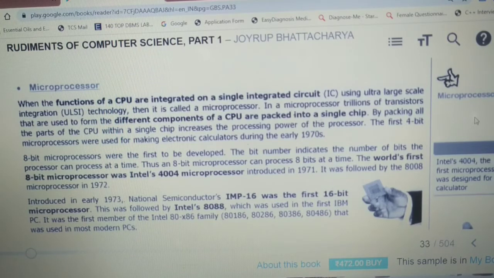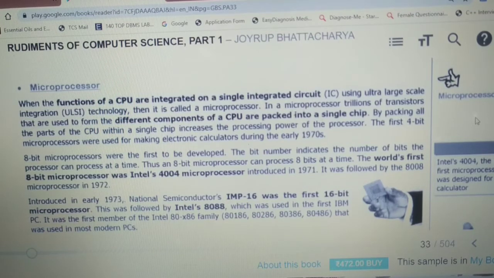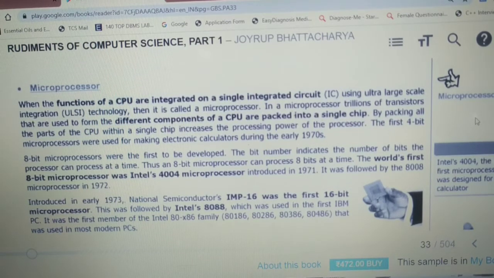So how is it made? Whatever function is performed by the CPU is integrated into a single chip, using ultra large scale integration technology. Then it is called the microprocessor. In a microprocessor, trillions of transistors are used to form the different components of the CPU, packed in a single chip. So that the functionality of the CPU can easily be adapted.